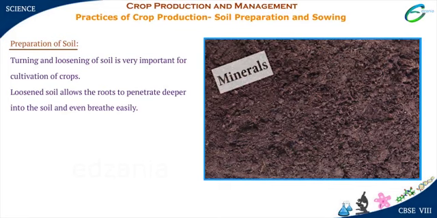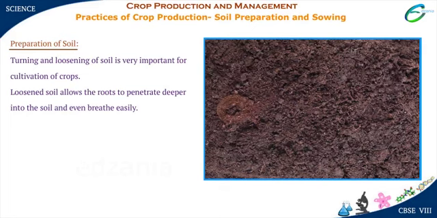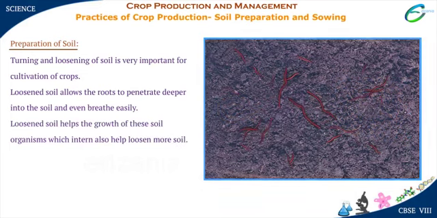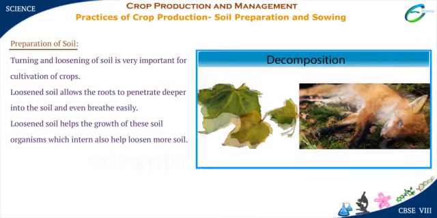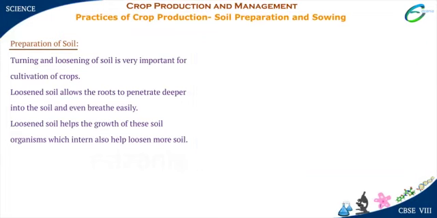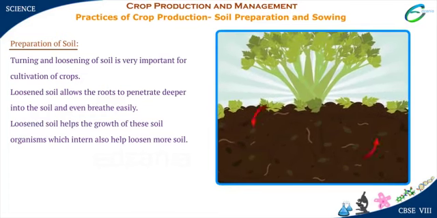Soil contains minerals, air, water, and a few living organisms like earthworms and microbes. Loosened soil helps the growth of these soil organisms, which in turn also helps loosen more soil. These soil organisms also decompose the remains of dead plants and animals. Thus, the nutrients stored in these dead organisms are returned back to the soil and are available for the plants to absorb for their growth.